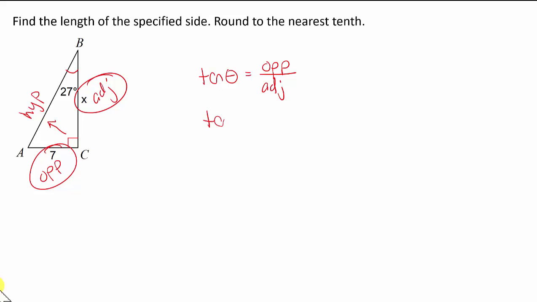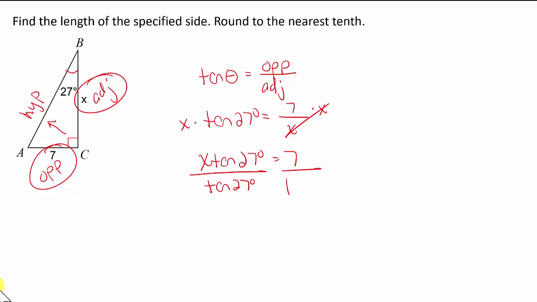And so I can plug in now. Tangent of 27 degrees is equal to opposite, which was 7, over adjacent, which is x. Multiply both sides by x. Gives me x times tangent of 27 degrees equals 7. And then I want to divide by the tangent of 27 degrees. So x equals 7 over the tangent of 27 degrees, and that gets done in your calculator. Again, making sure that you're in degree mode. When you do that and round to the nearest tenth, you should get 13.7.